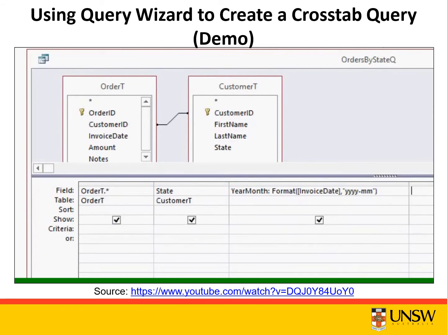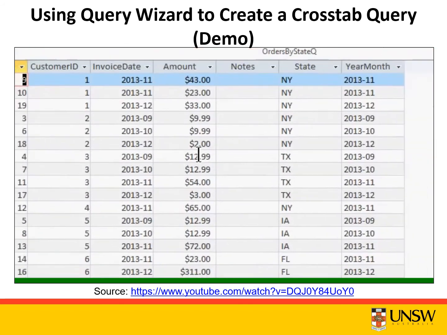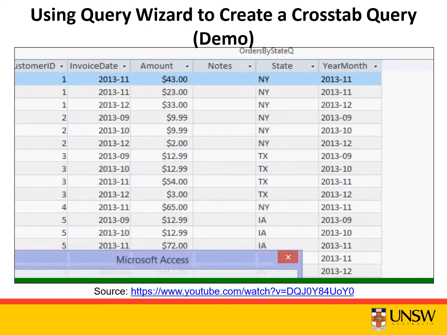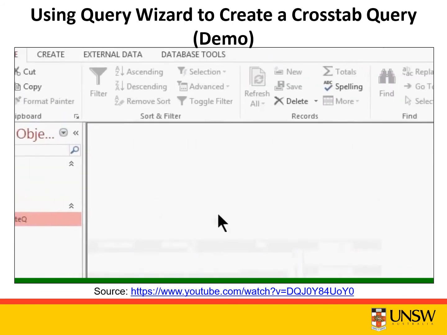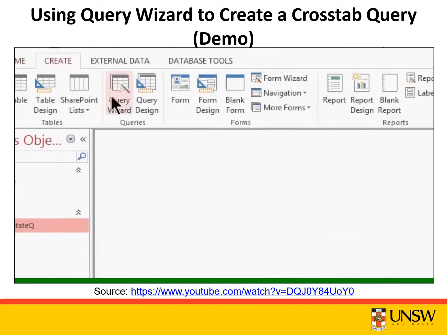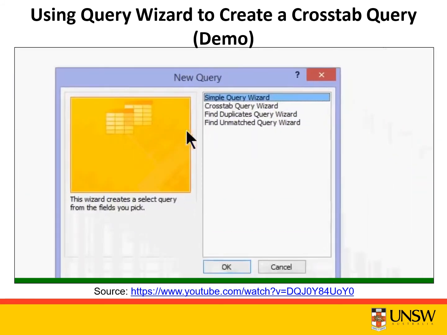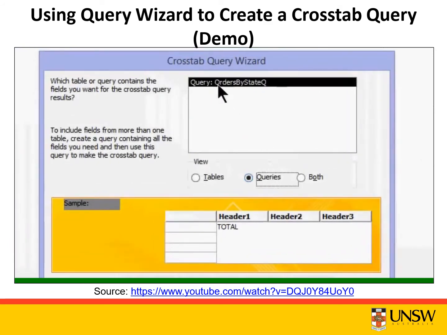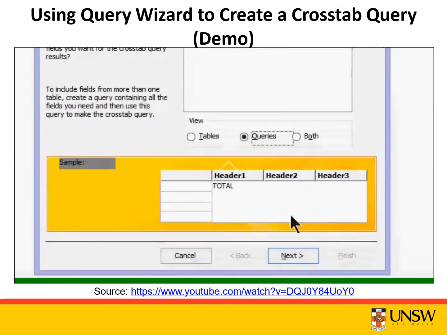Now when I run this query, you can see over here my custom field called year month. Now when the crosstab query sees that, it will group together the like year month values. So now let's close this. Save changes, yes. Let's build that crosstab query again. Create, query wizard, crosstab queries, orders by state Q.